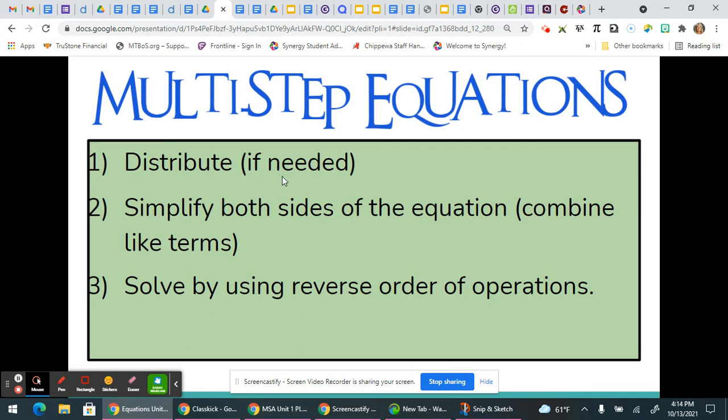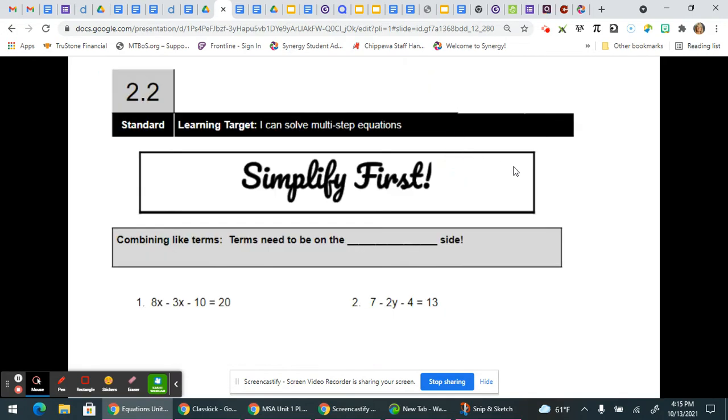This is not on your note packet, but multi-step equations are going to combine things that we learned from our last unit, which was the distributive property and combining like terms. So we will be distributing today, which we did do some practice of that on Thursday. And then we're going to simplify by combining like terms. And then we will solve by using the reverse order of operations. So here is where we begin on page 4 of your notes. So please grab those notes.